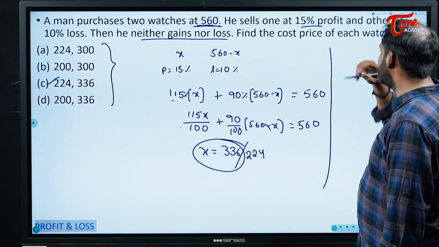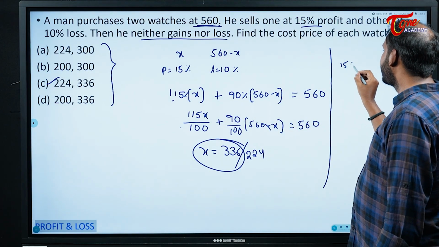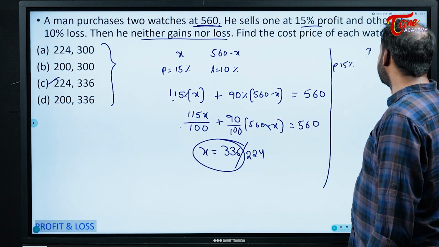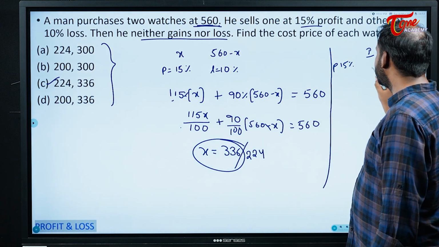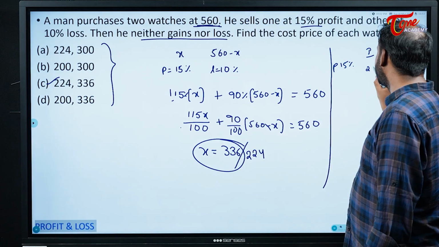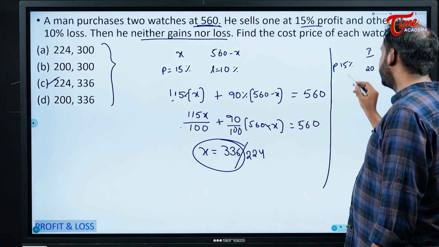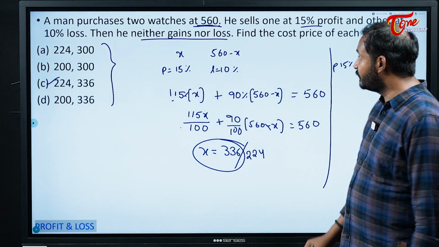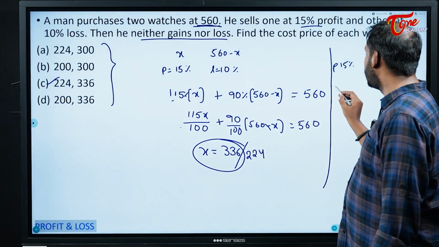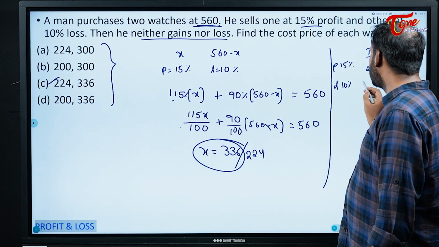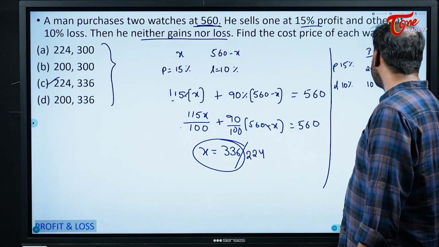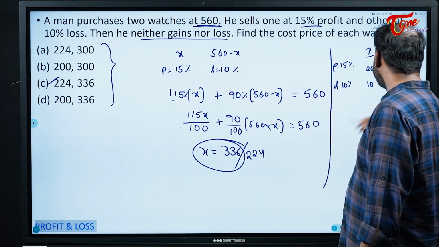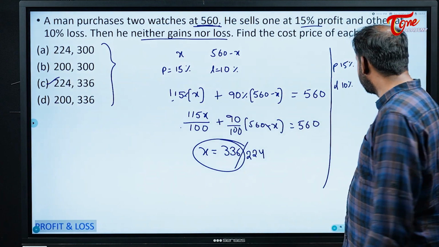On one, he is getting a 15% profit, right? So, initial and final. You are going to get initial value as 20 and final value as 23. Why? Because 15% is equal to 3 by 20. And on the other he is getting a loss of 10%. So loss means this will become 10 and this will become 9.